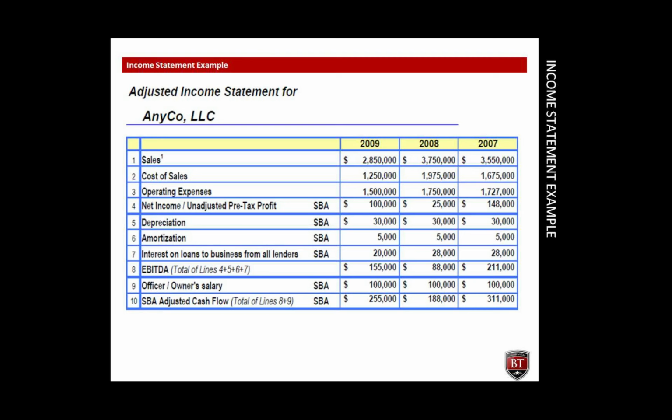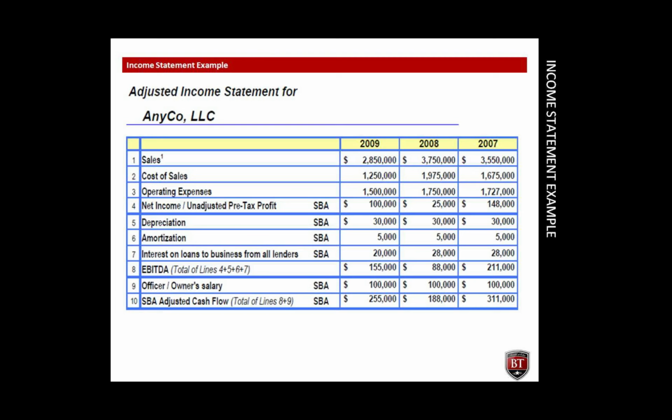Let's look at an example of this. Here we have the income statement of Any Company LLC for the last 3 years. It has been put in this format, so you can easily see what adjustments we are making. You already know that sales minus the cost of sales minus the operating expenses will leave us with net taxable income. Note that sales are off in 2009. Also, net taxable income has ranged from $148 in 2007 to $25,000 in 2008 to $100,000 in 2009.